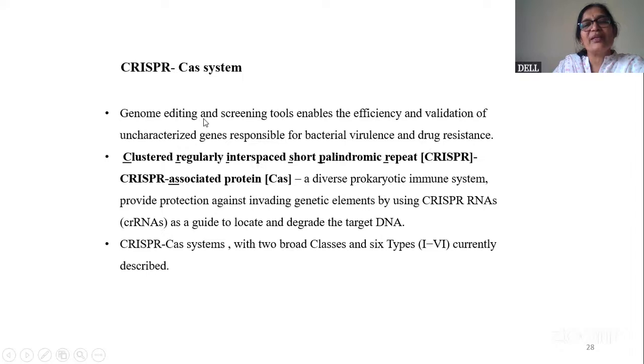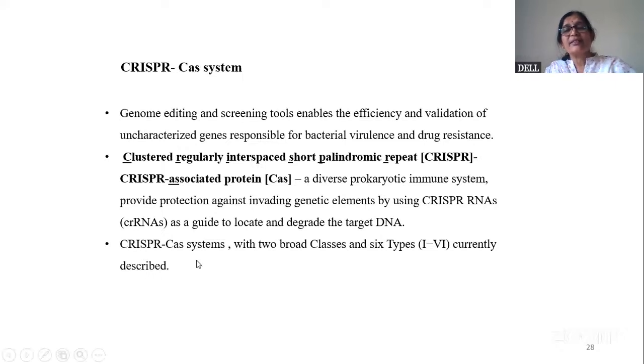So we all know it's a genome editing tool for characterizing the genes that are responsible for virulence and also drug resistance. So what is CRISPR? It's a Clustered Regularly Interspaced Short Palindromic Repeat with CRISPR-associated protein, that is the Cas protein. And this is actually a diverse prokaryotic immune system. That means this is present in prokaryotic systems to mount the immune response. So it gives immunity to the bacteria in order to defend against any invading DNA or genetic element.